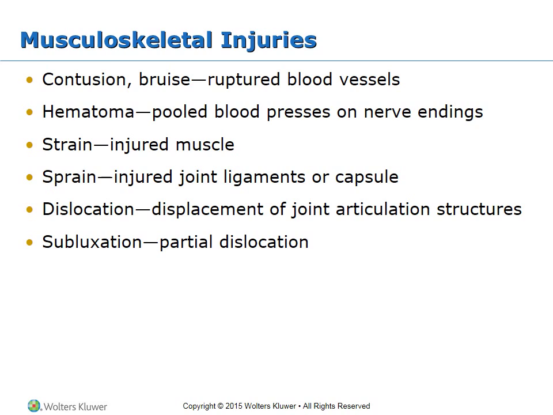A strain and a sprain, we do need to understand the differences between the two. So a strain is an injured muscle or maybe a partial tear in that muscle tendon unit, whereas a sprain is the joint ligament. So it's ligaments, the capsule surrounding the joint. So remember, tendons connect the muscles and ligaments connect bone. So a sprain is really looking at the ligaments with the joint. A dislocation, you guys probably know what that is. A subluxation is a partial dislocation, so not completely dislocated.